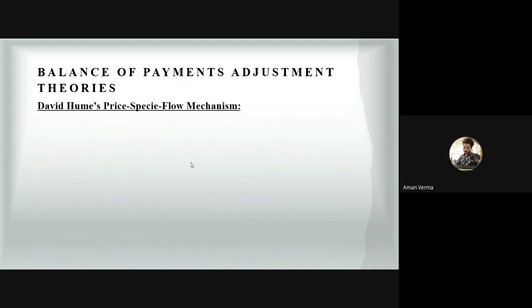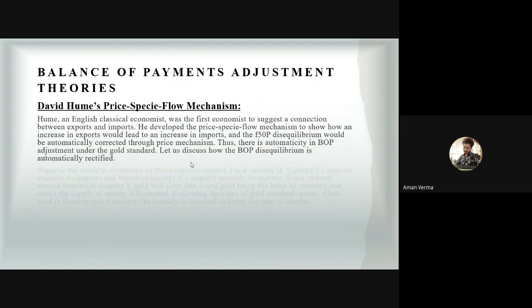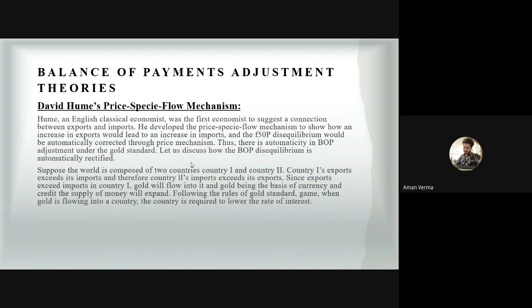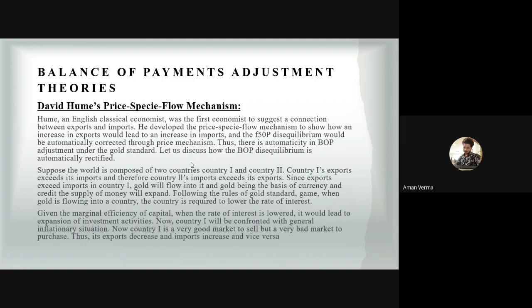David Hume's price-specie flow mechanism comes under balance of payment adjustment theories. Hume, an English classical economist, was the first economist to suggest a connection between exports and imports. He developed the price-specie flow mechanism to show how an increase in exports would lead to an increase in imports, and the disequilibrium would be automatically corrected through the price mechanism. Thus, there is automaticity in balance of payment adjustment under the gold standard.